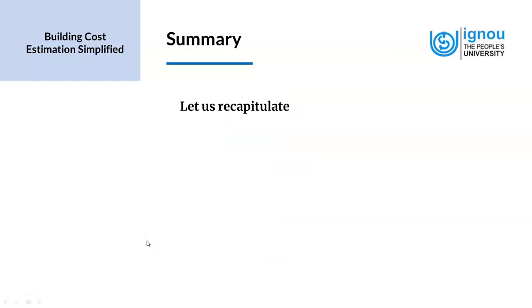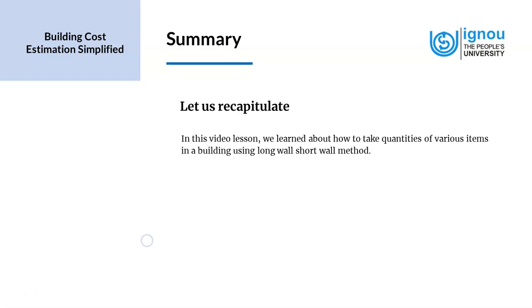So that brings us to the end of the long wall, short wall method. In this video lesson, we learned about taking quantities of various items in a building using the long wall and short wall method. We found that for the long wall, we have to add the width of that particular item to the central line distance of the long wall, and that we have to subtract one width of that item from the short wall measurement.